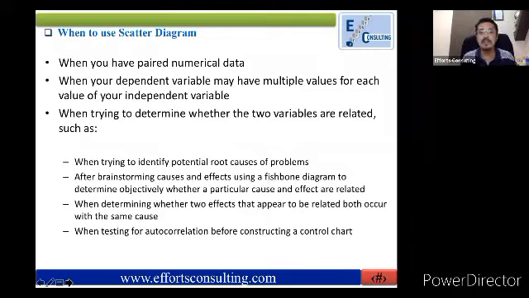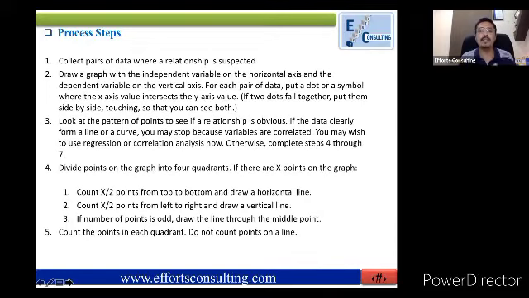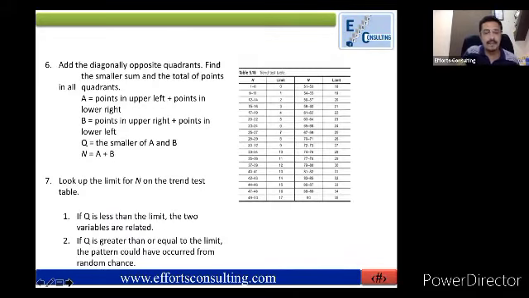And when testing for the autocorrelation before constructing a control chart, before constructing the control chart, we can generally use this scatter plot diagram. So what are the process steps? Let me show you this diagram first, and then I will be coming to the process steps.